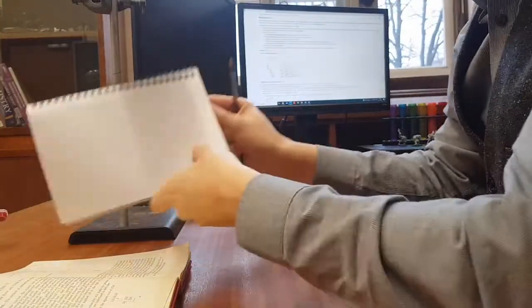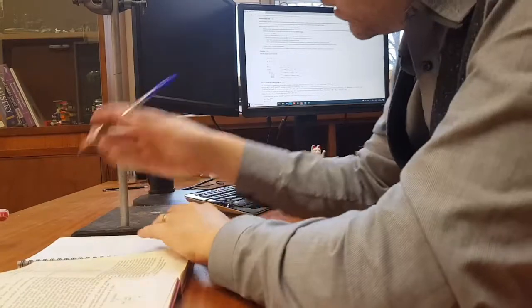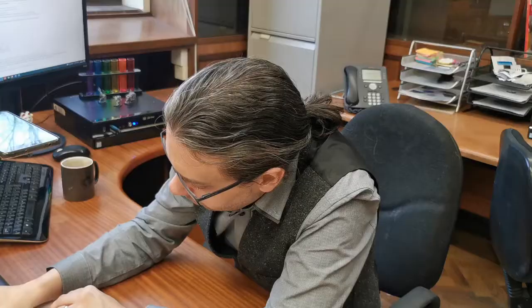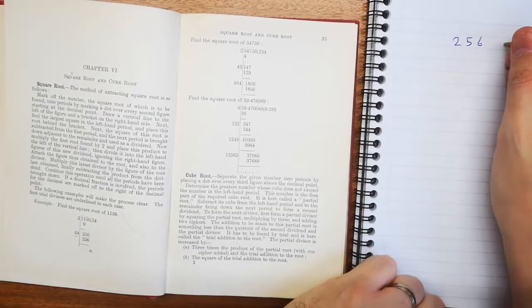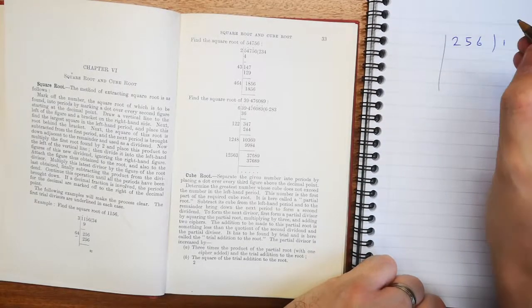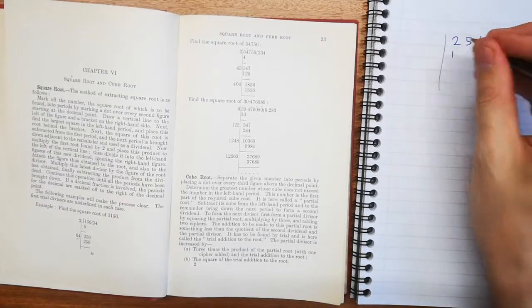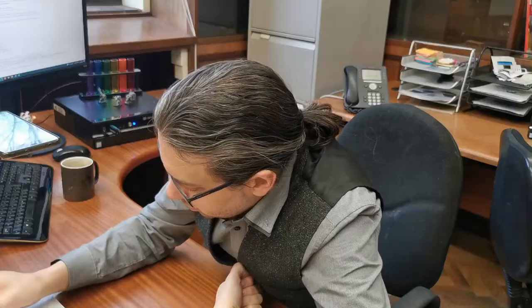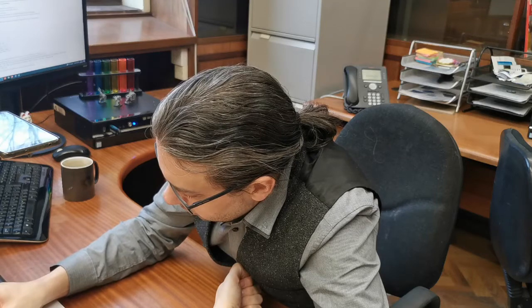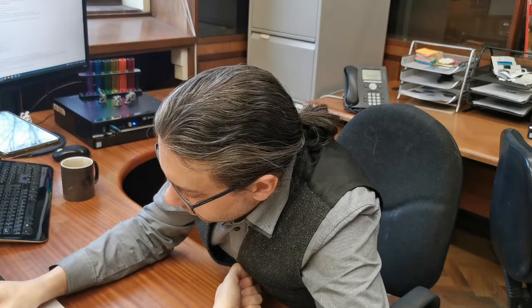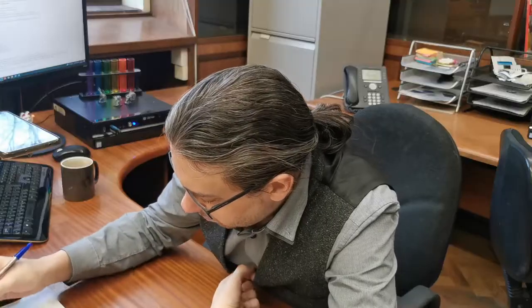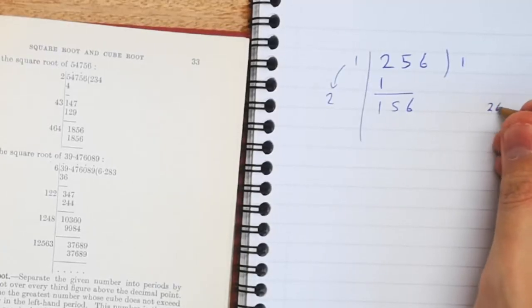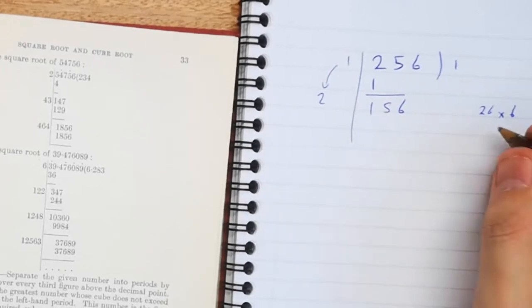Let's start again. 256. And why does 256 cause a bit of a problem? So, 256. We want to work out that first root. It is going to be a 1. The first figure. And we have 1, 2, and we're going to do 56. So we've got to divide something into here, and it's either going to be 26 times 6 or 27 times 7.